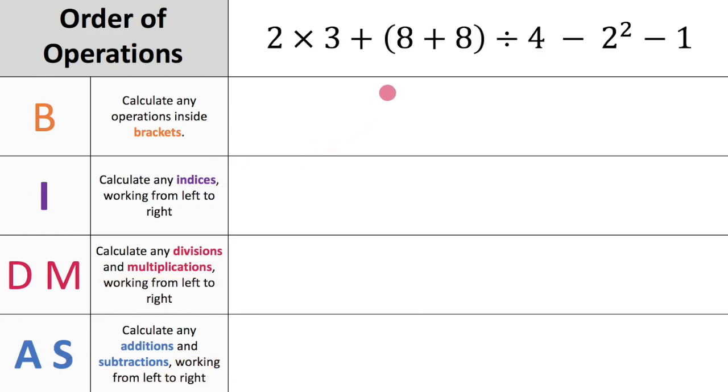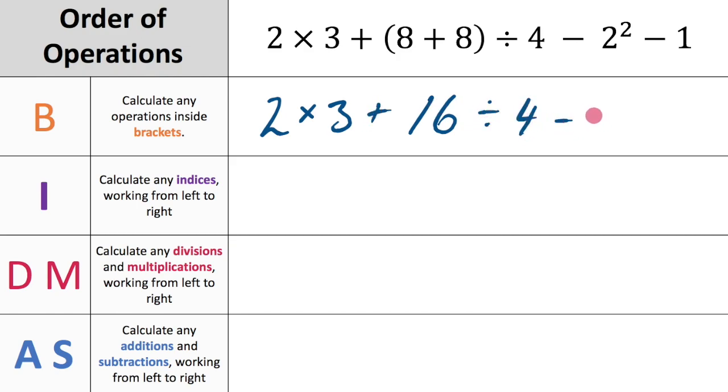Let's now answer a question together using BIDMAS. So the first thing that I'm going to do is B, my brackets. So I come over here and I see my brackets, which are 8 plus 8. And I know that 8 plus 8 is 16. So then I'm just going to copy everything else down. 2 times 3 plus divided by 4 minus 2 squared minus 1.